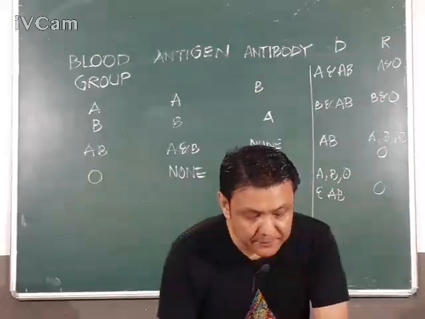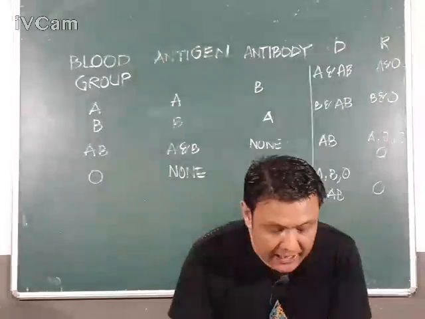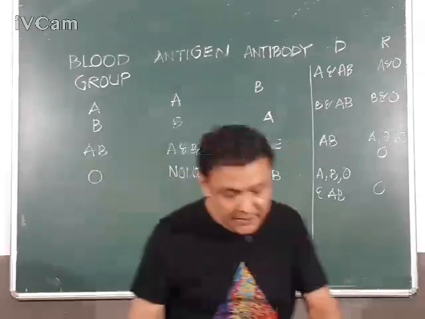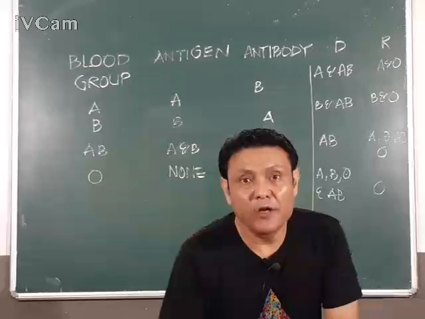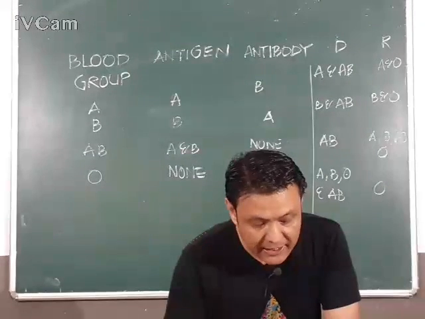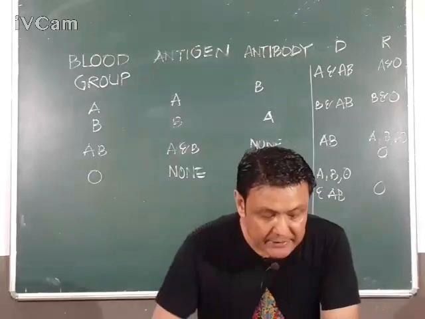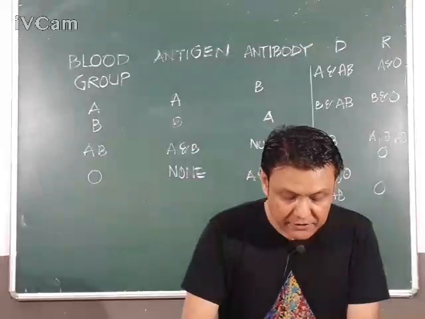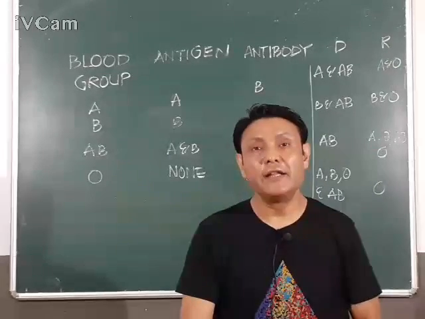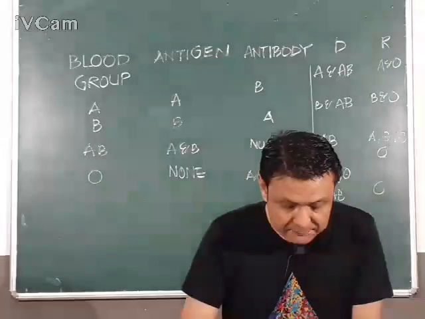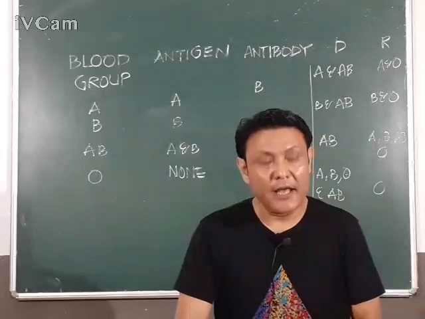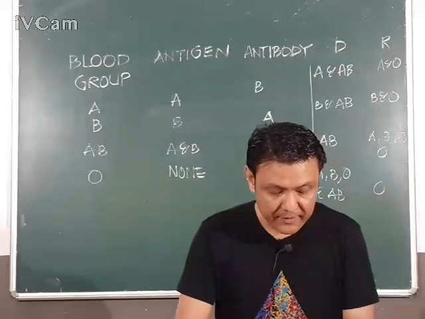There are two types of antigens, A and B, and two types of antibodies as well, again A and B. Based on the presence or the absence of the specific antigens, human blood is classified into four groups, which are A, B, AB, and O.